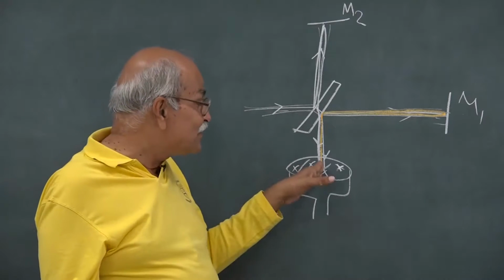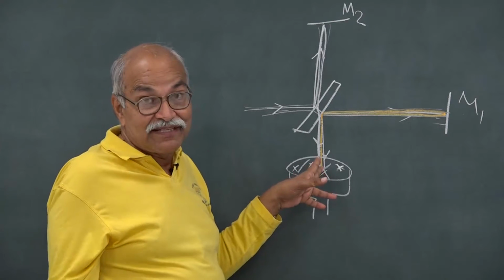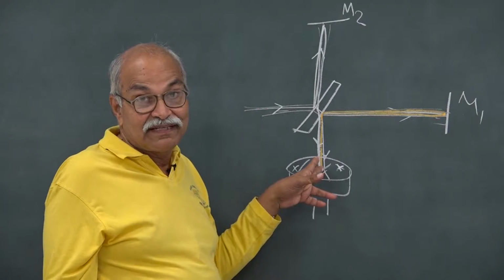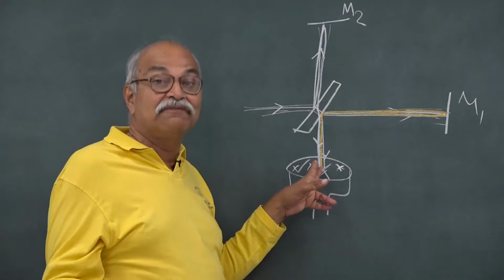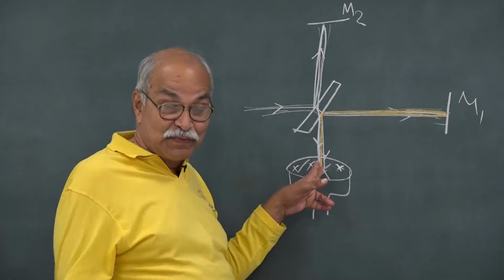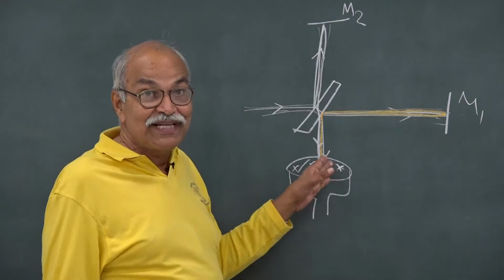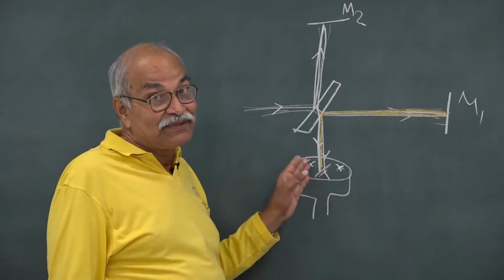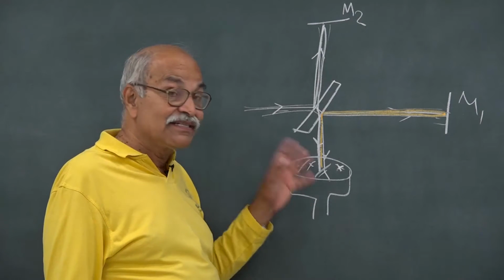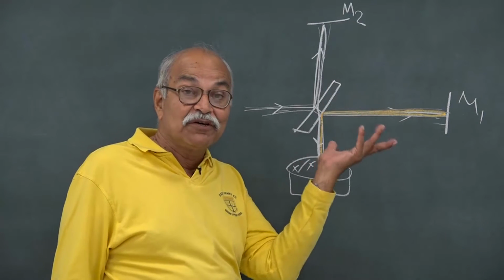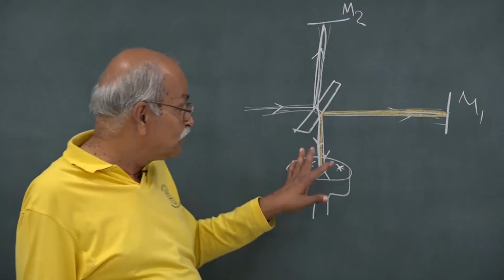So, at some places you will have bright fringes where the path difference is an integral multiple of lambda, or the phase difference is an integral multiple of 2 pi, and at other places you will have dark fringes where the phase difference is pi, 3 pi, odd multiples of pi. So, that is how the fringes are formed.